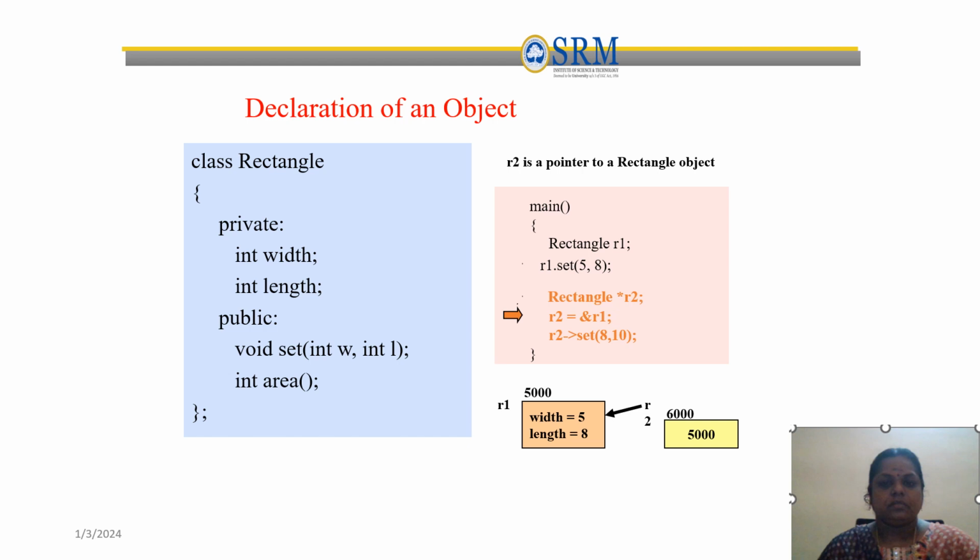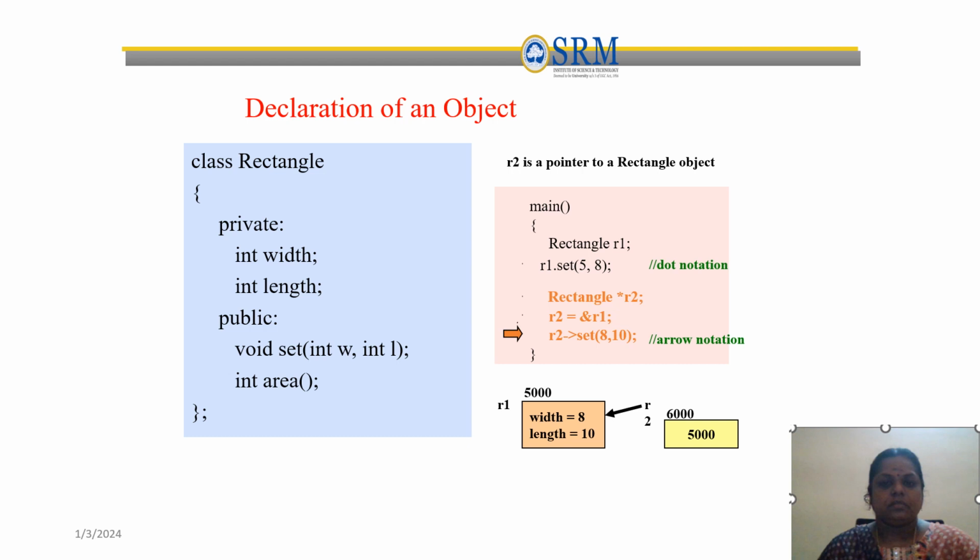Okay, so again, R1 is stored in memory location 5000. Like a pointer variable, it will act and save the memory address. So R2, R1, we have seen it here clearly. Now the values will be 8 and 10. It is not 5 and 8. The values will now be 8 and 10.